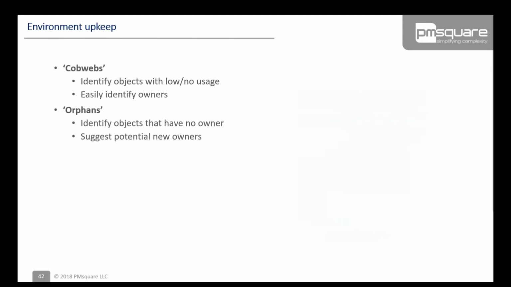So part of those insights into your environment is going to allow you to clean up your environment. You'll be able to clear up cobwebs, so objects that have little or no usage, easily identify object owners, and identify orphans as well, so objects that don't have any owners at all, and maybe suggest potential new owners for those objects. This kind of thing is all really important. It can be important in general in keeping your environment clean, but when you talk about doing a migration, which it sounds like about half the audience here is thinking about doing in the upcoming year, these are important questions to be able to answer.